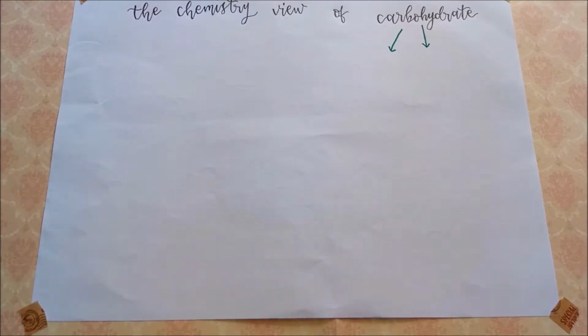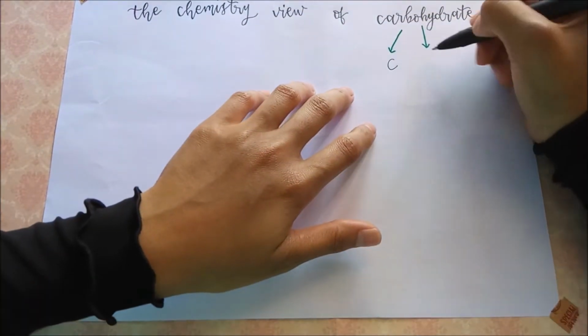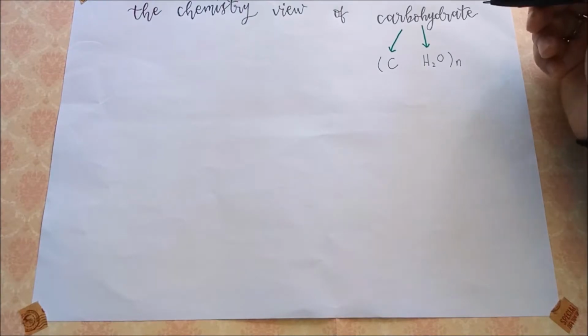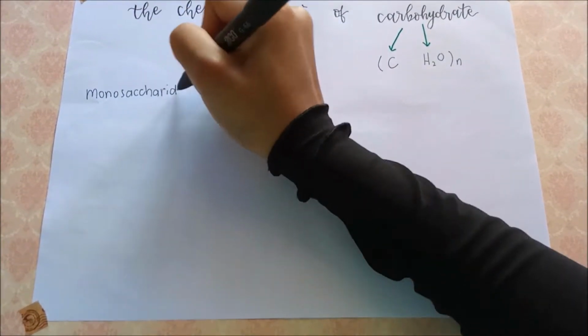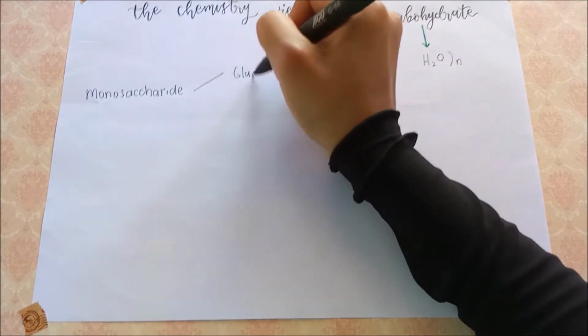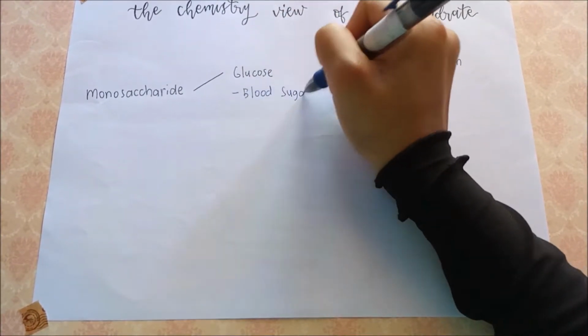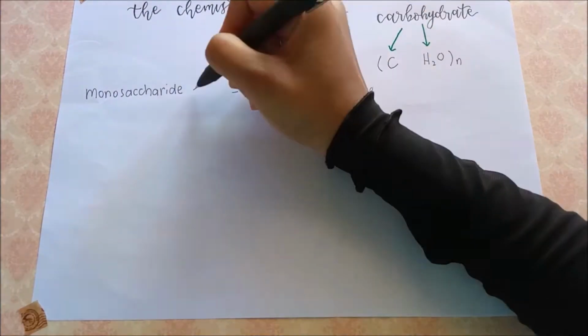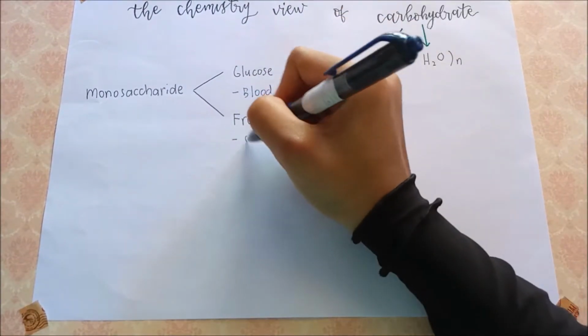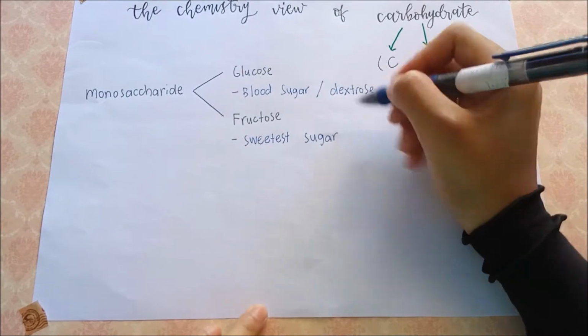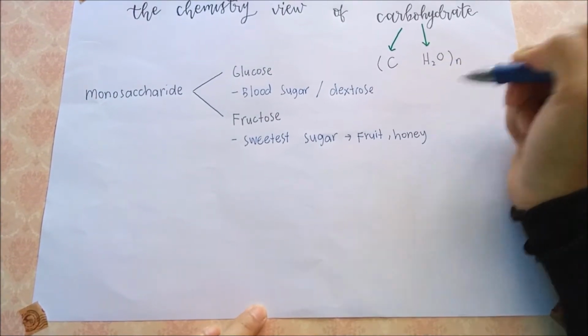Carbohydrate consists of carbon and water, and the standard formula is CH2O. The monomer of carbohydrate is monosaccharide. The first one is glucose. Glucose is the blood sugar, also called dextrose. Then there is fructose, the sweetest sugar, usually found in fruit and honey.